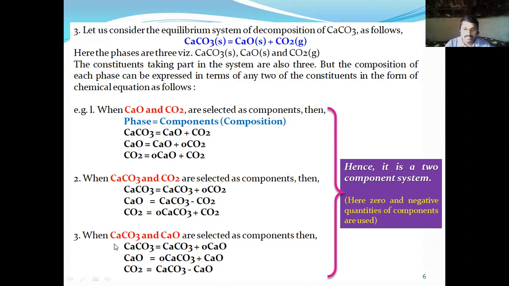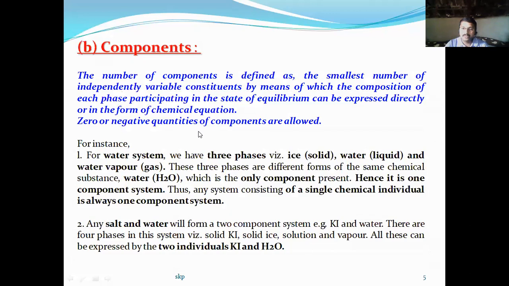Similarly, if we take calcium carbonate and calcium oxide, we can explain this system like calcium carbonate plus 0 calcium oxide, then calcium oxide will be indicated as 0 calcium carbonate, and carbon dioxide will be indicated by calcium carbonate minus calcium oxide. Hence, it is a two component system. Here, zero and negative quantities of components are used because zero or negative quantities of components are allowed to explain.